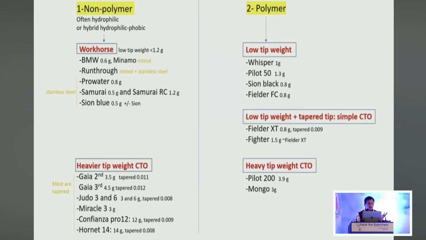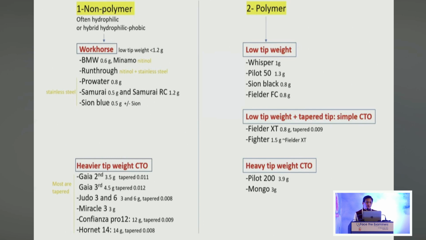And of course, Judo and Miracle, you know that. Confianza Pro is our last choice. All of us use Hornet 14, because both have the tapered tip as well as 12 grams and 14 grams. So not going into too much about it, but generally, I would say that if you really want CTO wires, this is usually the classification. That's how we step up.